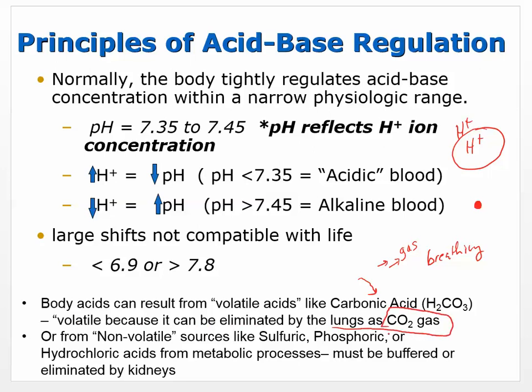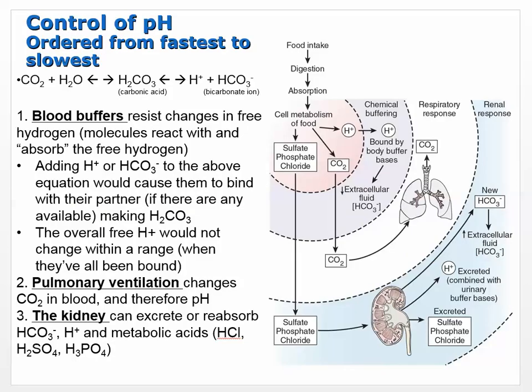And I'm going to show you a chemical formula here in a second that you actually have to understand. Acids can also come from non-volatile substances like sulfuric acid, phosphoric acids, and hydrochloric acid, which is your stomach acid. All of these things can also contribute to pH. So pH in general, hydrogen must be buffered, or it has to be eliminated by the kidneys, well, if it's too high.